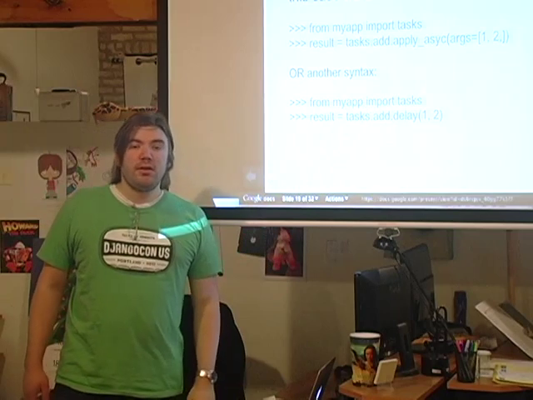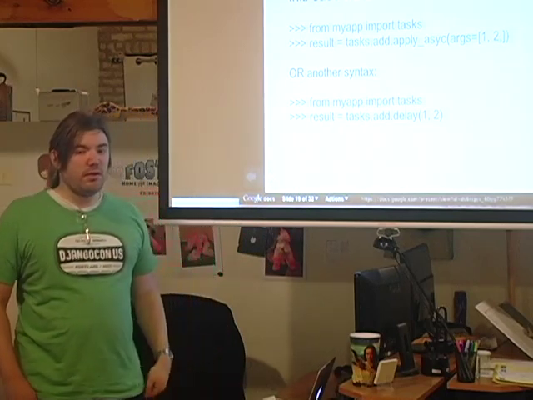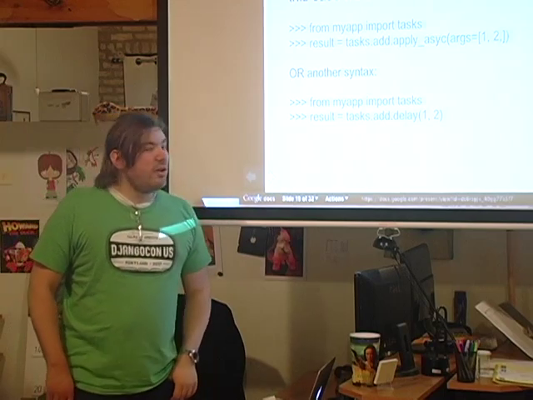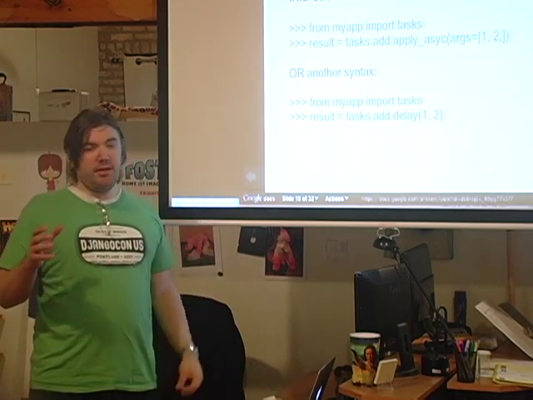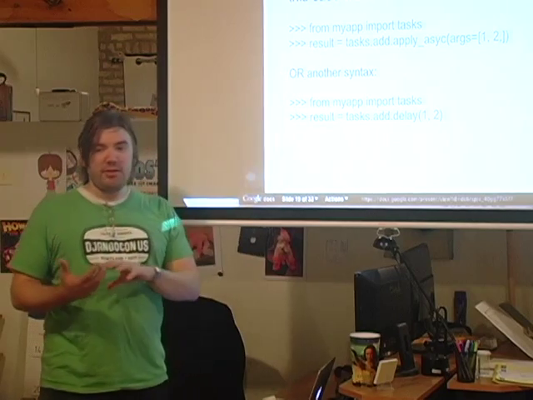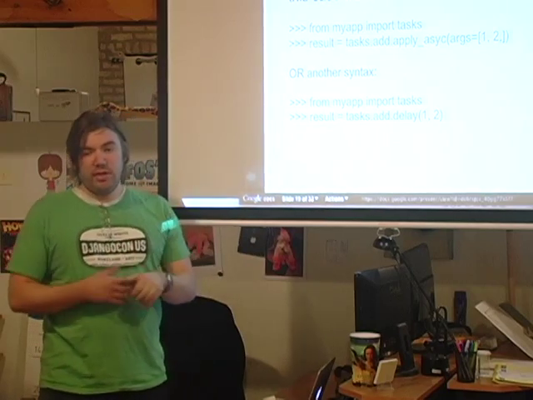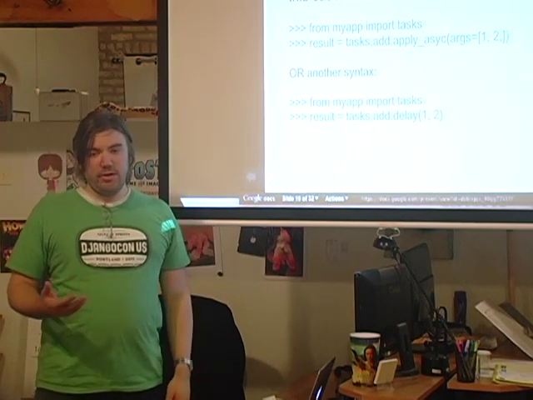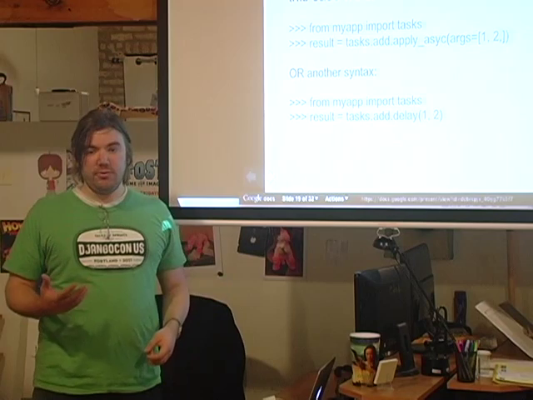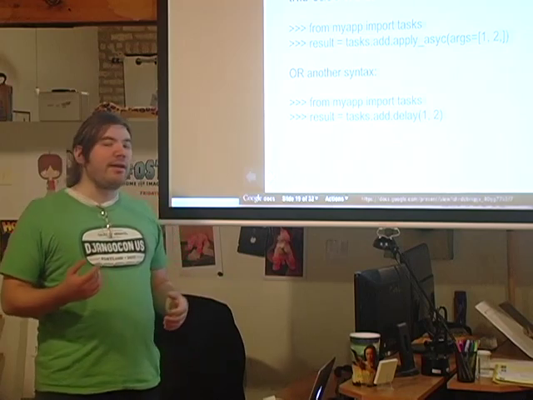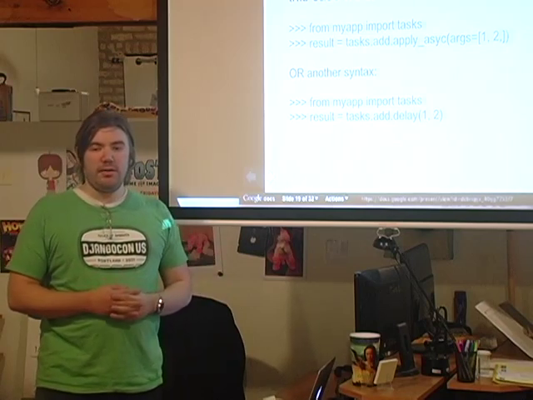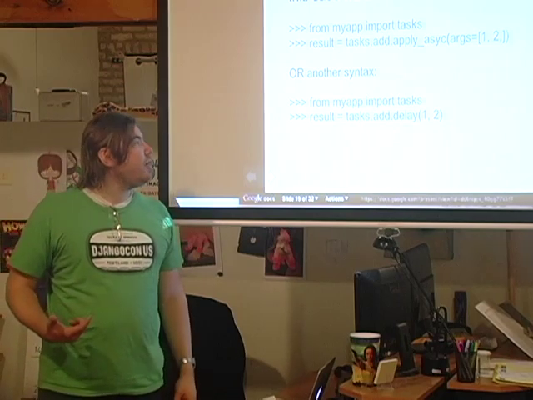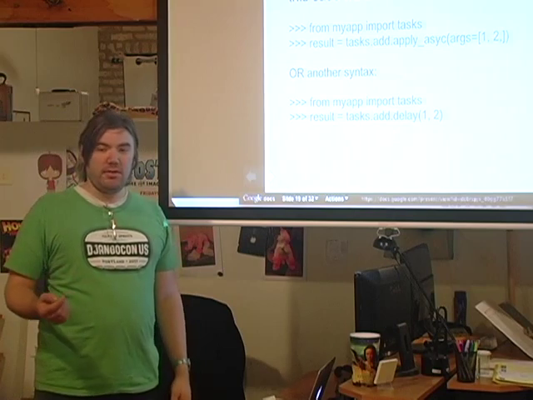Wait. So in this case, does result end up with 3 immediately? No. What will happen is this result is an object. It's not the actual result. So the object is a Celery result object that you can query later, which I'll show a little bit. You can query later and actually see whether it was successful or not. You can see if there's an exception associated with it, and you can see, of course, the result.